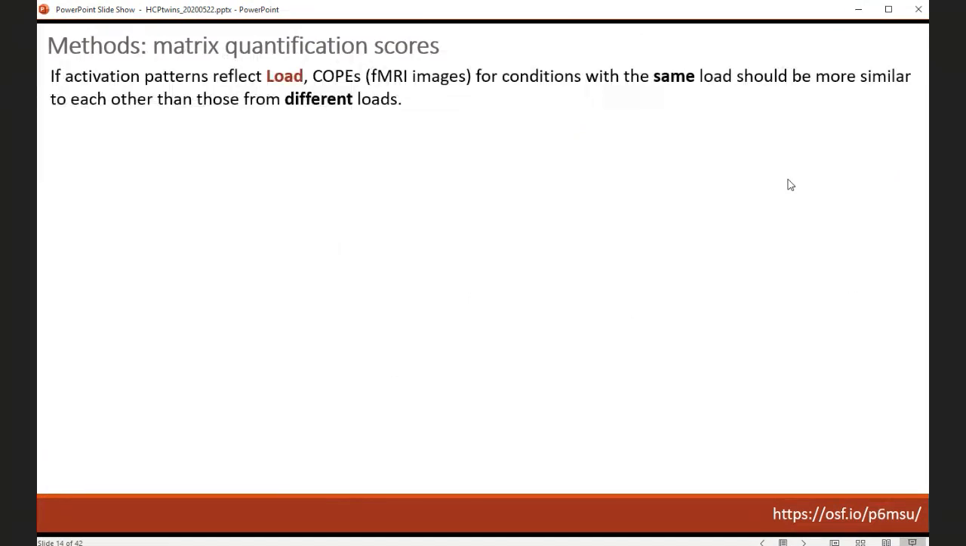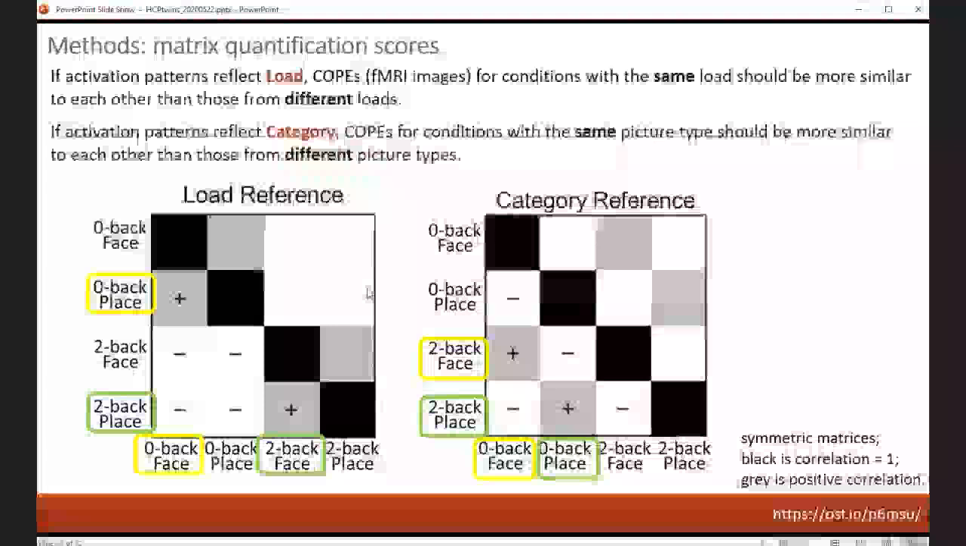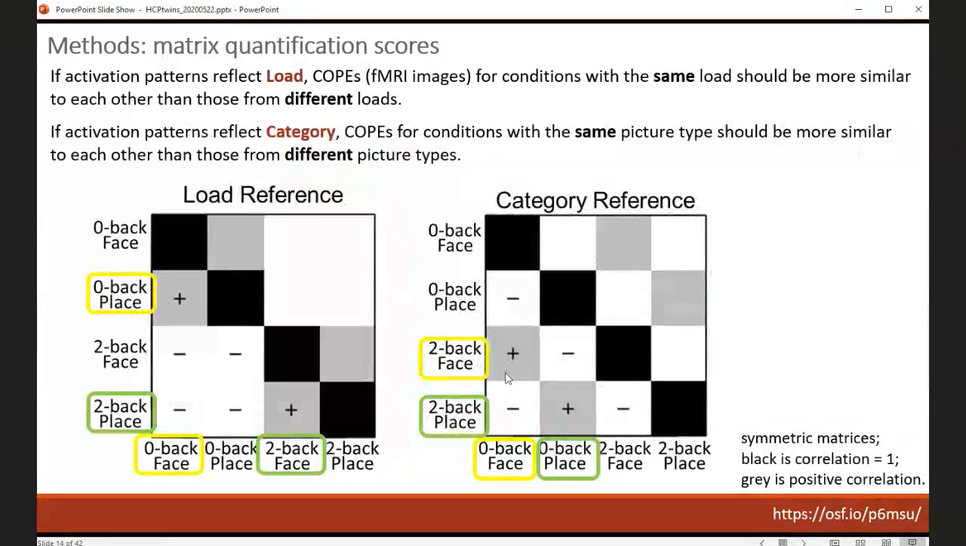This is what I had written a few slides back: if the activity patterns in whichever brain regions are reflecting load, then this cell here, which goes with the 2 yellow ones, the 2 0 back, ought to be more similar, a bigger correlation, than these ones here, which have a mixed load. And paralleling that, if they are reflecting category, then the cells that have the same picture type should be more similar. Examples from the same picture type ought to be more similar than those with different picture types.